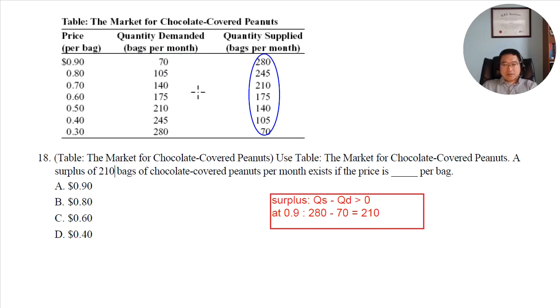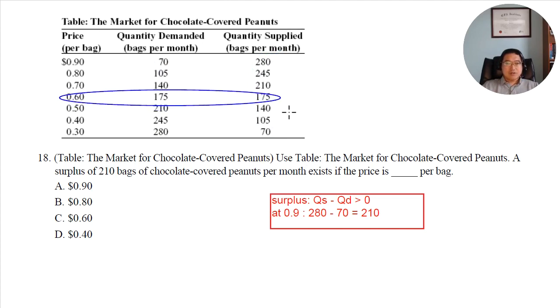Let's look at a little bit more in this table, right? So for example, we can change the question to where is the equilibrium. The equilibrium is actually at 60 cents per bag. The supply will be 175 and the quantity demanded will be 175.